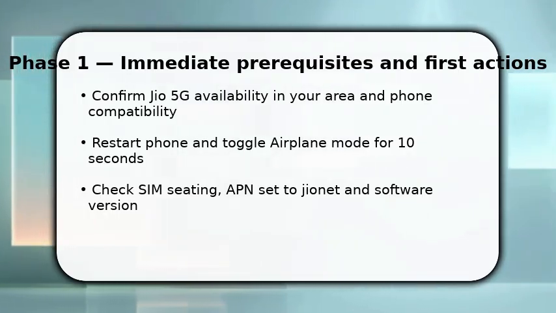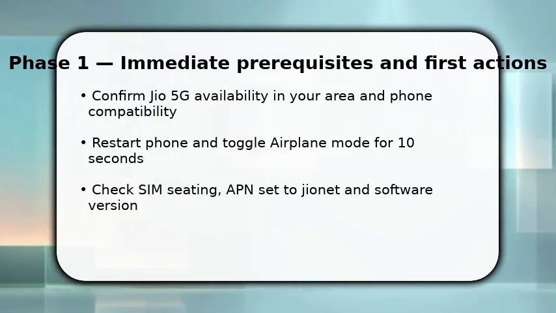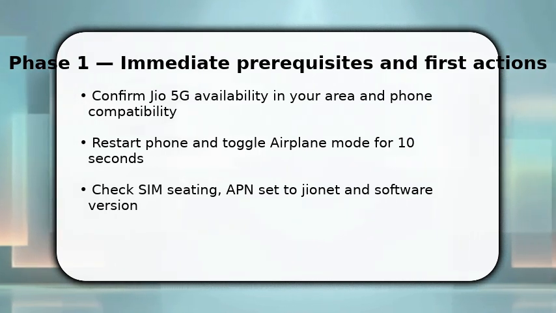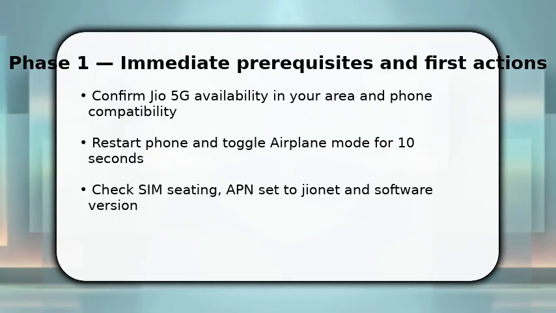Then, inspect the SIM tray for proper seating and open settings to verify APN is set to GeoNet and the system software is up to date. These steps remove common registration and configuration causes of slow 5G.